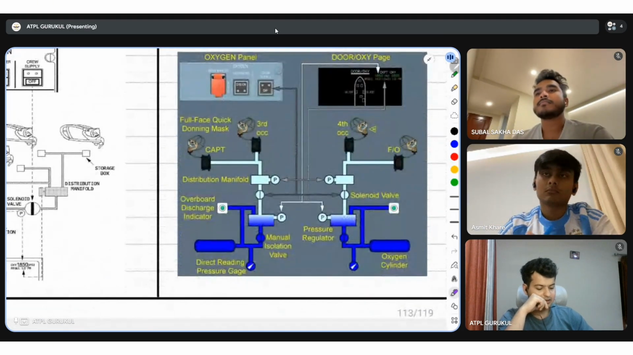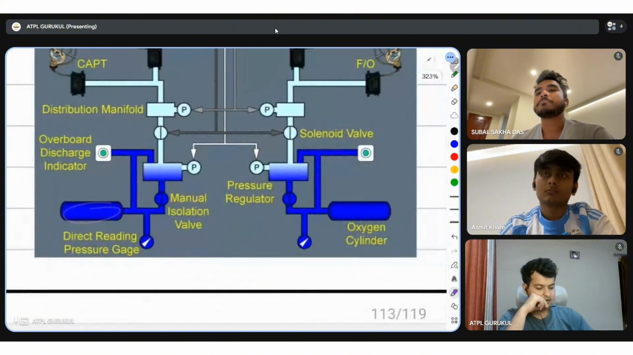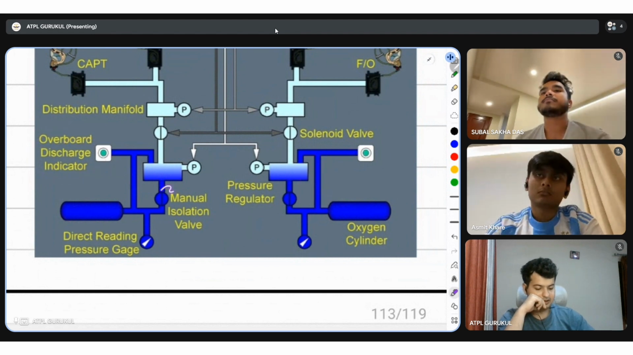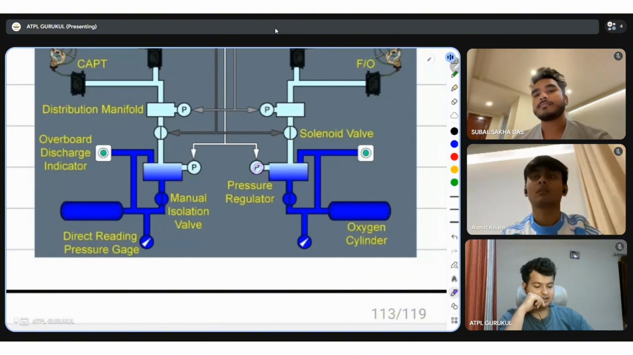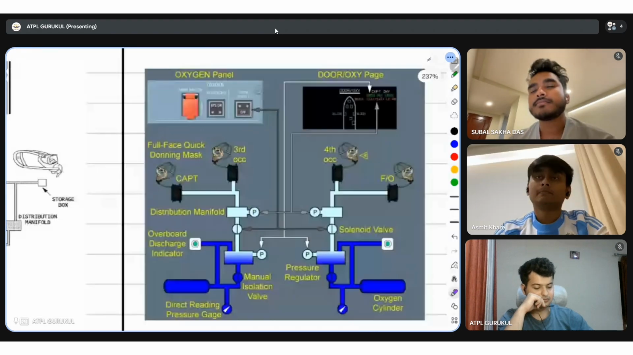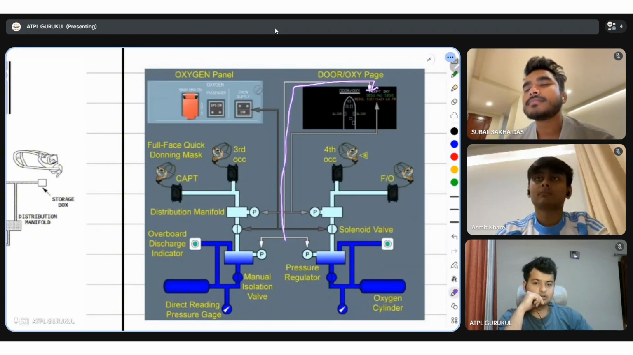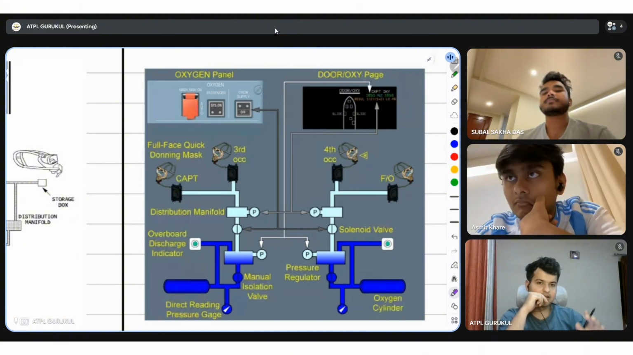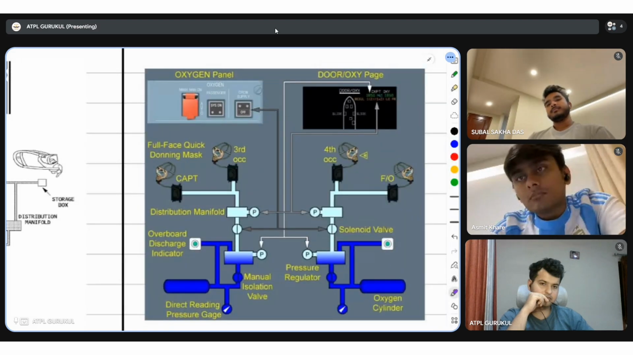Again, let's have a look. Instead of having one, you have two cylinders and you have a direct pressure reading gauge. Again, you have an onboard discharge indicator. You have an overboard discharge indicator which works in the same way. You have a pressure regulator. This pressure regulator is again sending the value to the exact same thing that we have studied. Clear?